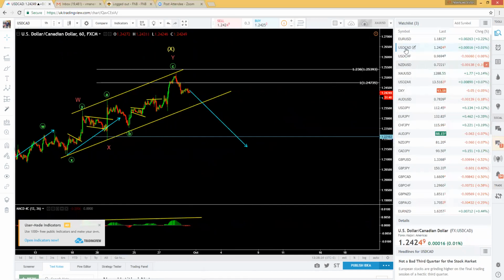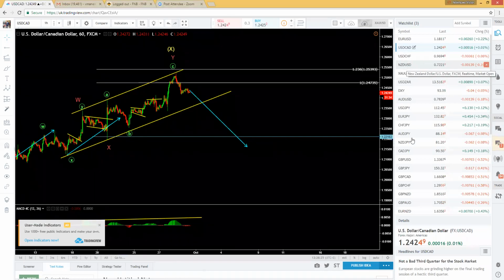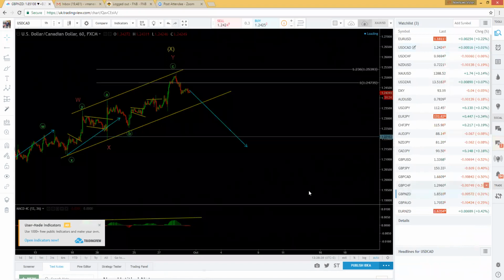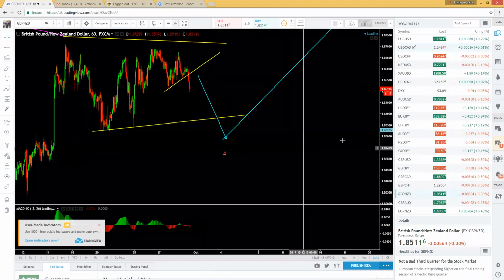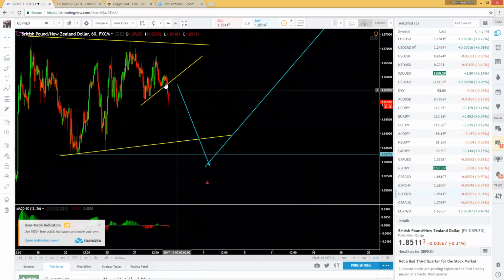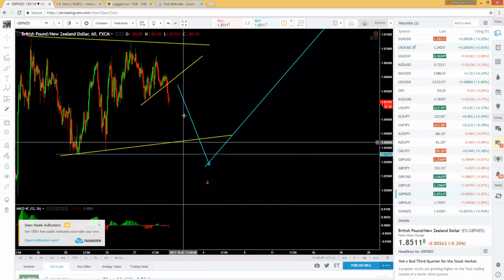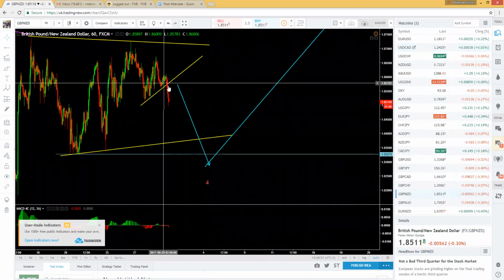Okay, next one is Pound New Zealand. Pound New Zealand is a very interesting one. Loading Pound New Zealand here now. Right, I actually did this one this morning and it's following this thing here. So I just don't like selling these short-term trades. But if you want to, this is a bit late.